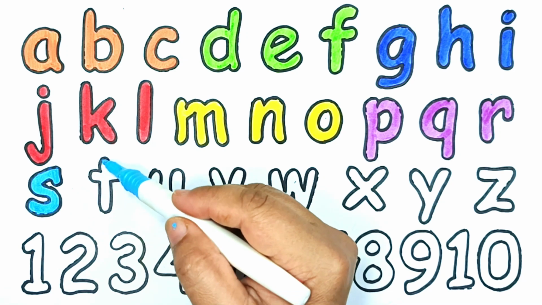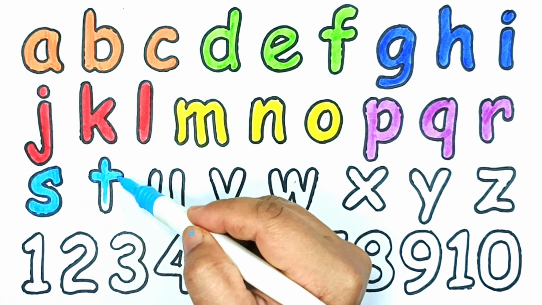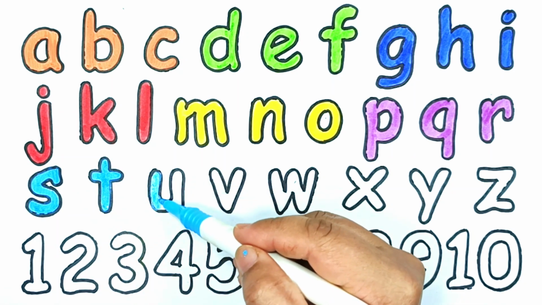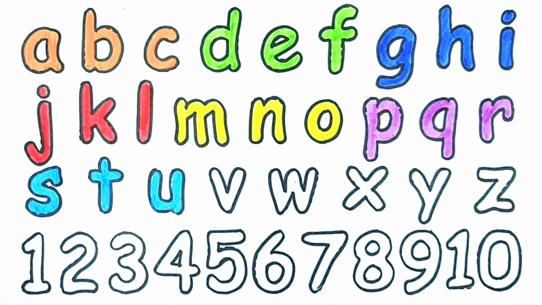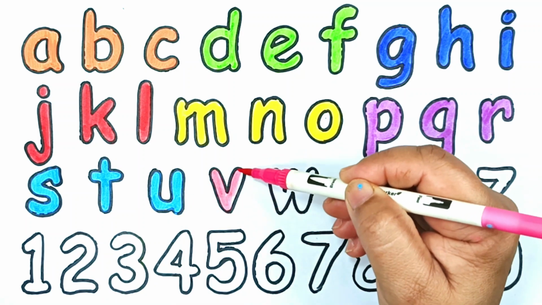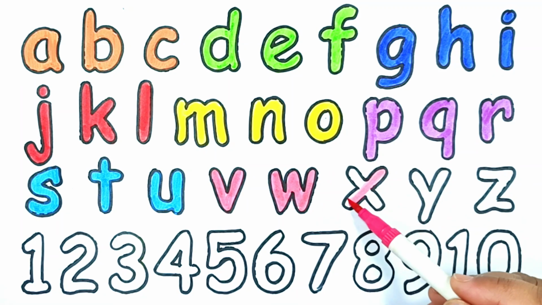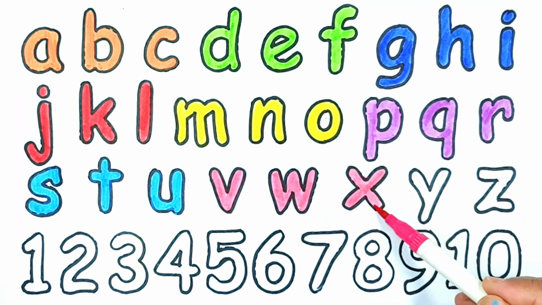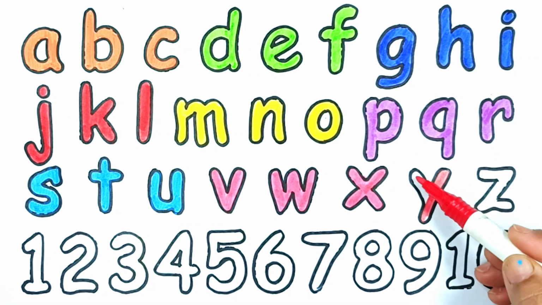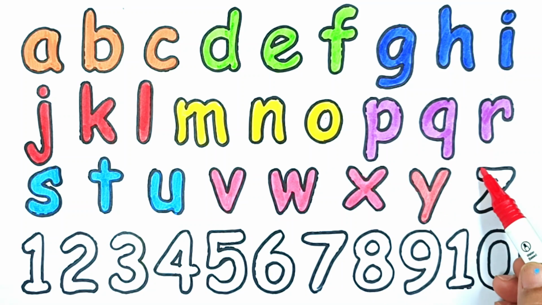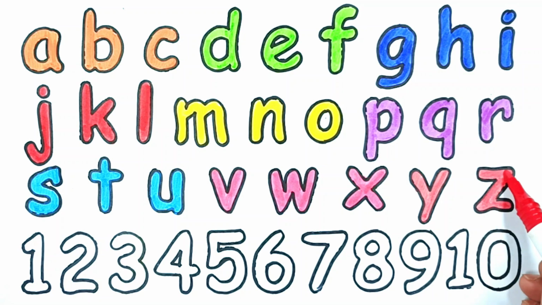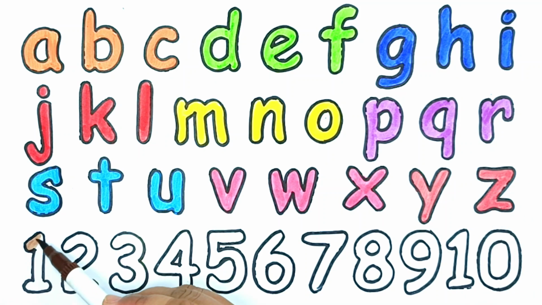S for star, T for train, U for umbrella, V for van, W for watch, X for xylophone, Y for yacht, Z for zebra.